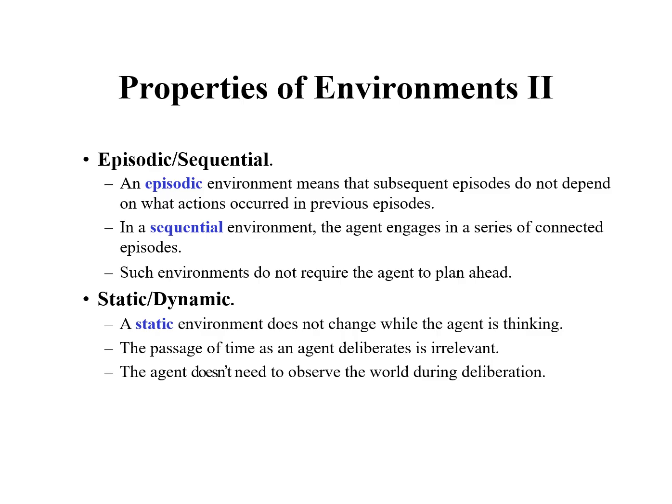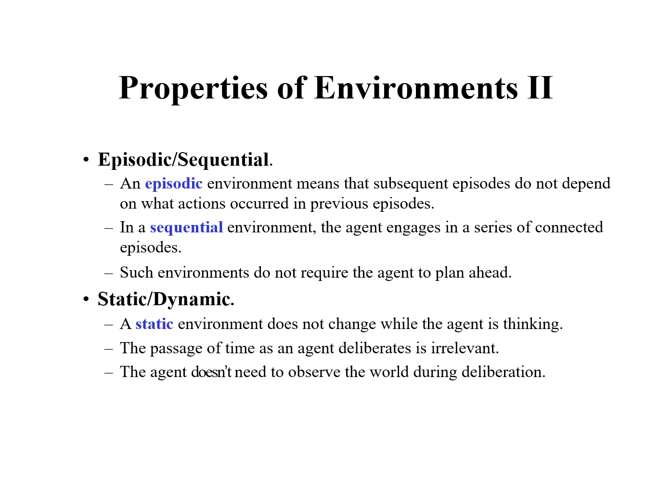In a sequential environment, the agent engages in a series of connected episodes. Here, each episode is connected with the others, right? Such environments don't require the agent to plan ahead. Here, the agent doesn't require to plan ahead what to do in the next episodes or next state.